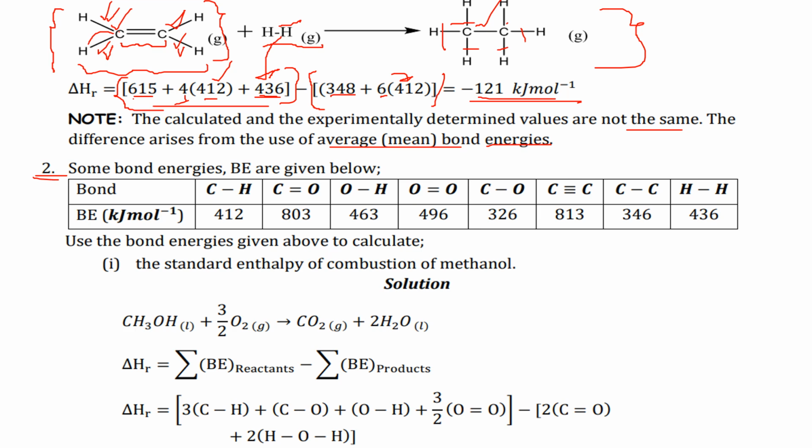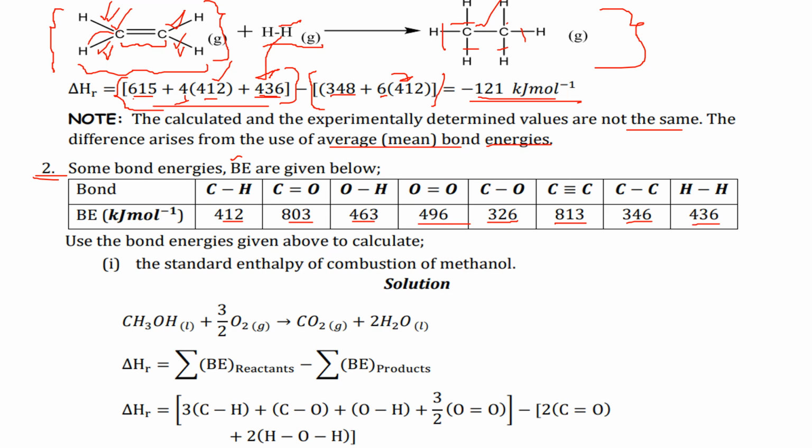and in number 2 it says that some of the bond energies, which are represented by Be, are given below. So the carbon to hydrogen is 412, carbon to oxygen double bond is 803, and then oxygen to hydrogen is going to be 463. The oxygen to oxygen bond is going to be 496, and then carbon to oxygen single bond is 326. Carbon to carbon triple bond is going to be 813, and carbon to carbon single bond is going to be 346. Hydrogen to hydrogen bond is going to be 436.